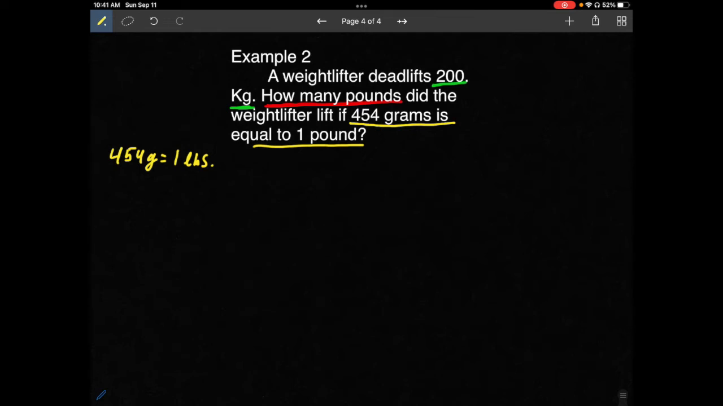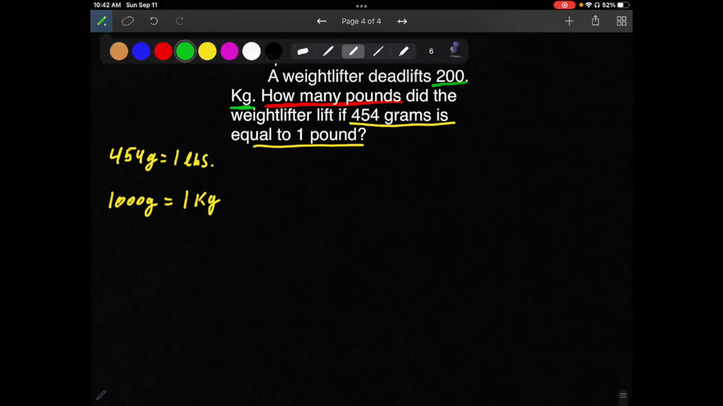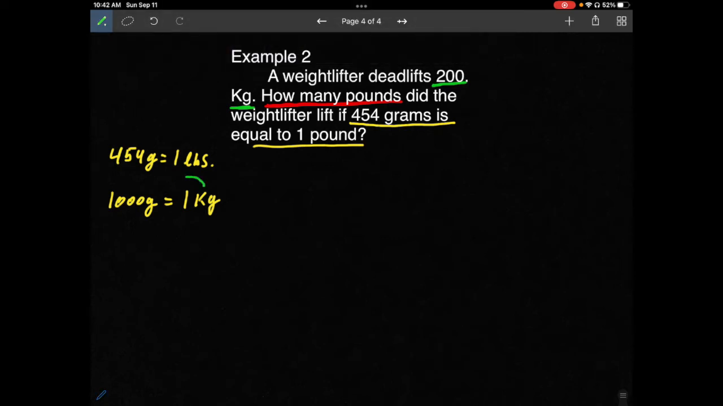Now, my units that I start with are kilograms, not grams. So I also need to know a conversion factor that can take me from kilograms to grams. If you're comfortable, you could simply convert kilograms to grams before even starting the problem. Or we could think about our metric ladder and figure out how many grams are in a kilogram. And if you do that, you'll see that 1,000 grams are equal to 1 kilogram. And now we have all of the conversion factors that we need. Because we're starting at kilograms, we can go to grams, and then we can go from grams to pounds.